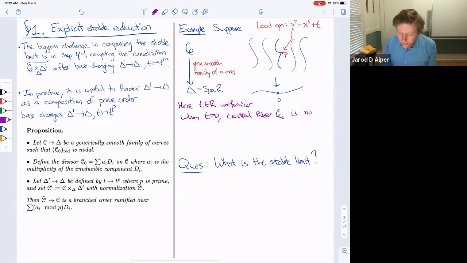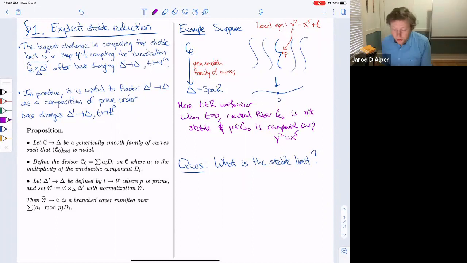C0 is not stable, right? And P is a singular point. It's called a ramified cusp, like a higher cusp. When t is 0, the equation is y squared equals x to the 5th. And the question we'd like to know is, what is the stable limit? So in this case, we've already found some limit, and it's a particular singularity, and we want to follow this procedure to decide exactly what stable curve is the limit.